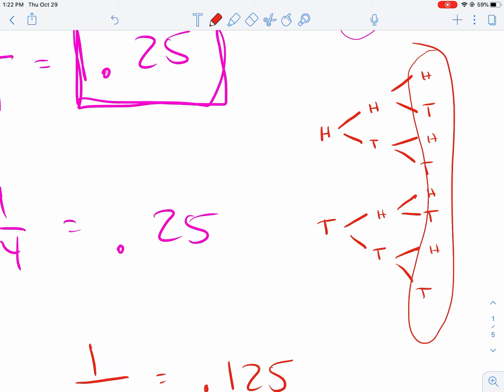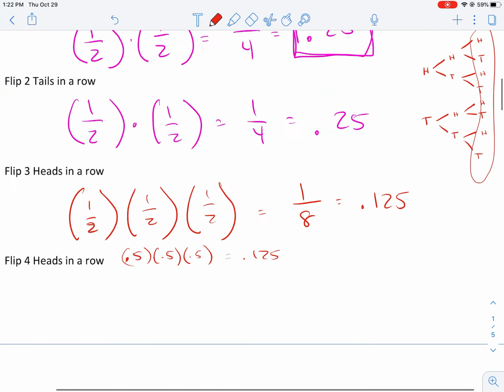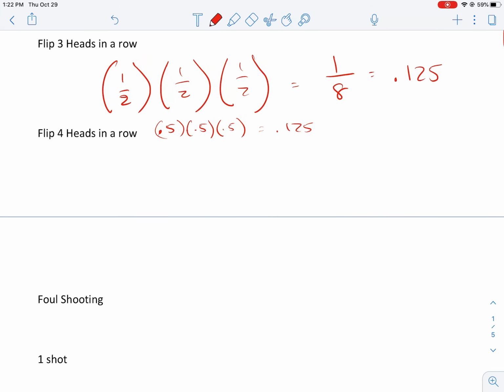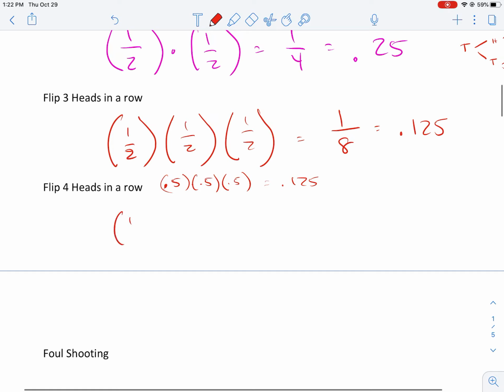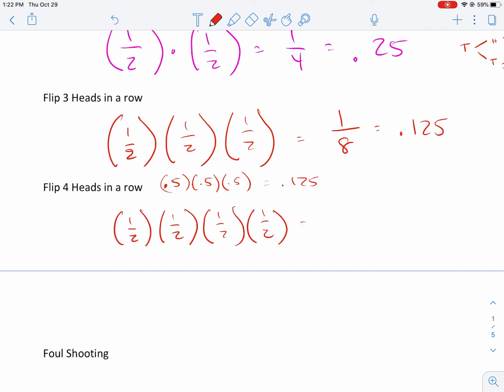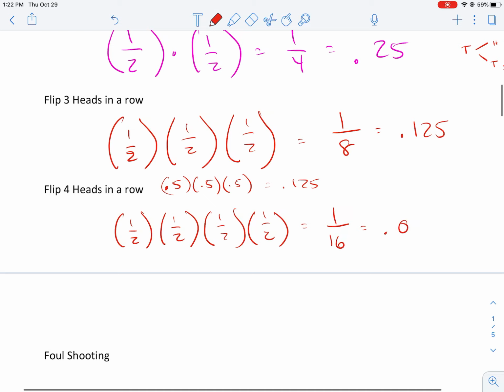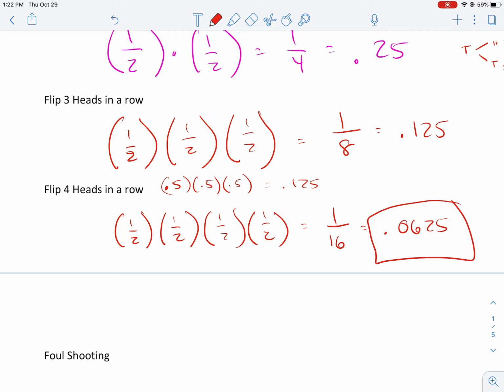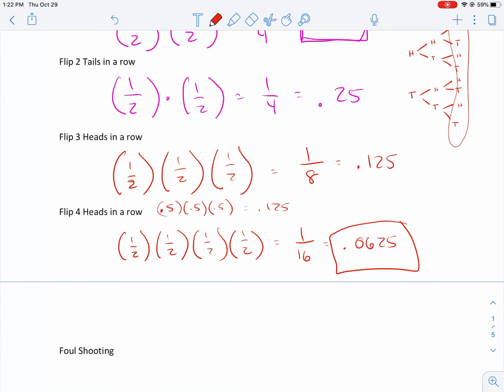Okay? So that's where they're coming up with these numbers. But the rest of this multiplication, so 1/2, so we want 4 heads in a row, so it'd be 1/2 times 1/2 times 1/2 times 1/2. I get 1/16, which is 0.0625. So the chances of you flipping 4 heads in a row is 6%. Okay? That's where that comes from.